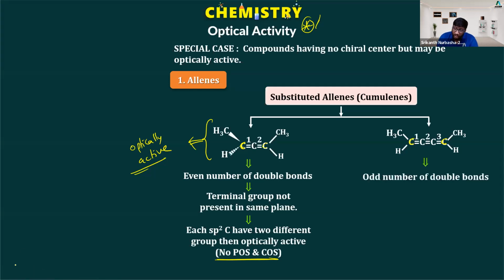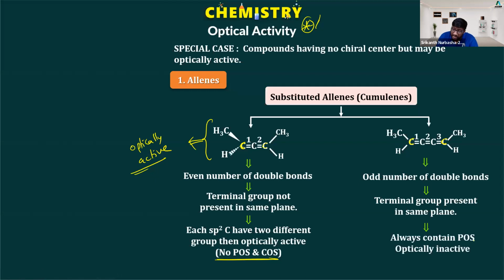Okay. Odd number of double bonds means the terminal groups are present in the same plane. If the terminal groups are present in the same plane, it always contains a plane of symmetry, that is the plane in which the molecule lies. It always contains a plane of symmetry, so it is going to be optically inactive.